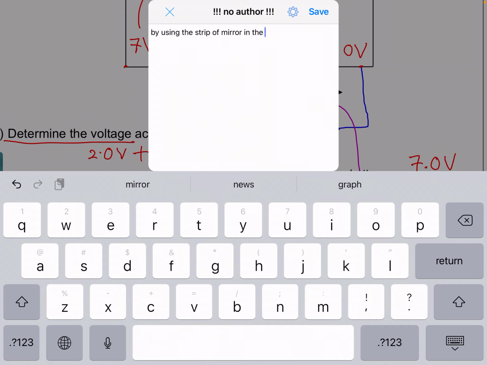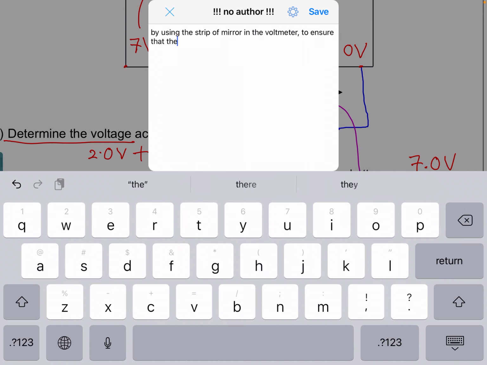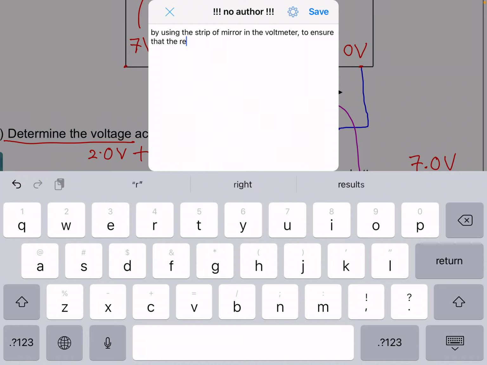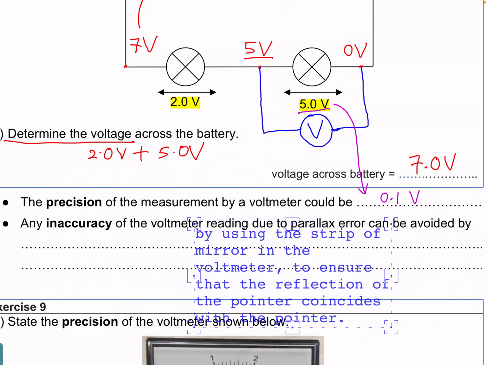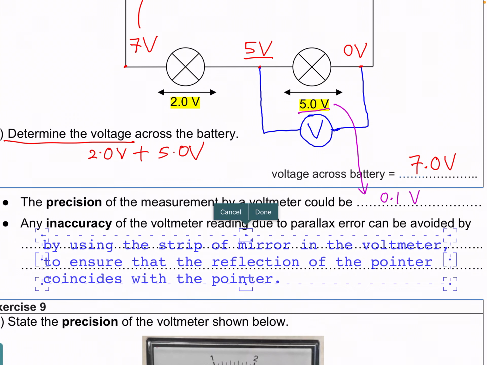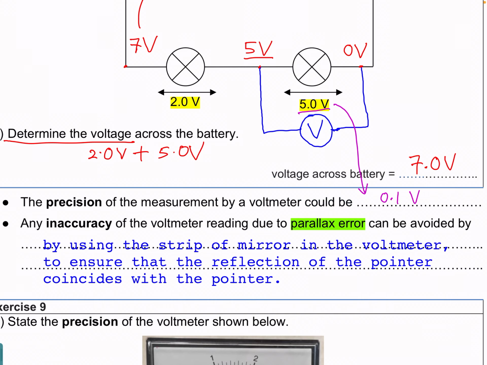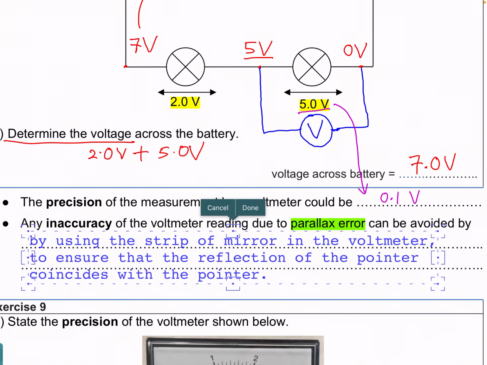in the voltmeter, to ensure that the reflection of the pointer coincides with the pointer. So to prevent parallax error, we can use a strip of mirror in the voltmeter by ensuring that the reflection of the pointer coincides with the pointer itself.